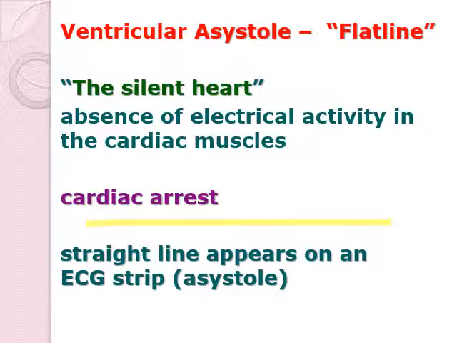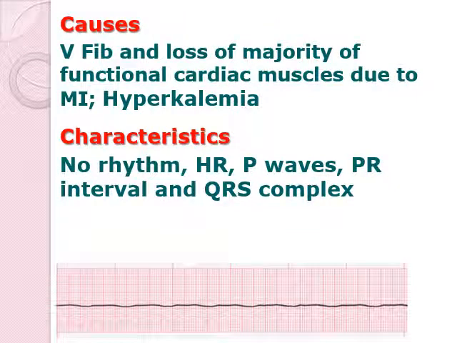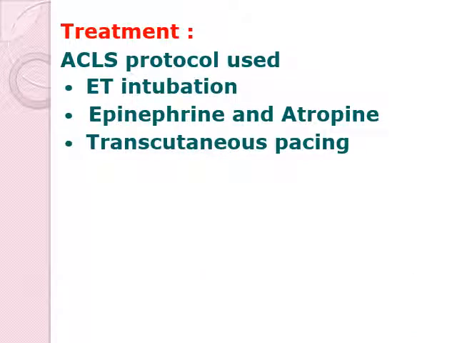Okay, however, class, you need to be mindful that when your patient would have the flat line, you do not perceive that your patient is already dead. You need to ascertain by doing further assessment, by using the assessment of your pulse, and then by ensuring that the cardiac monitor is properly attached to your patient. Causes: VFib and loss of majority of functional cardiac muscles due to MI, and then your hyperkalemia. Characteristics: you cannot see anything. Okay, no rhythm, no heart rate, no P wave, PR, QRS complex, not visible.